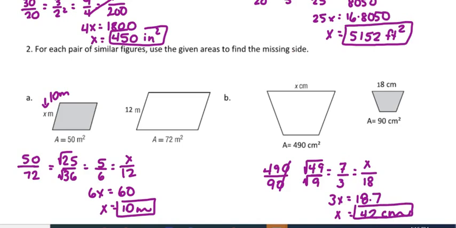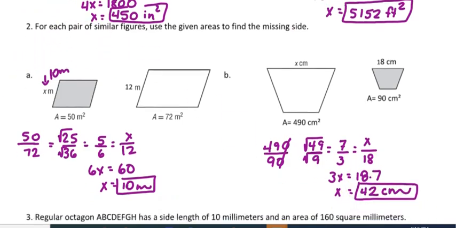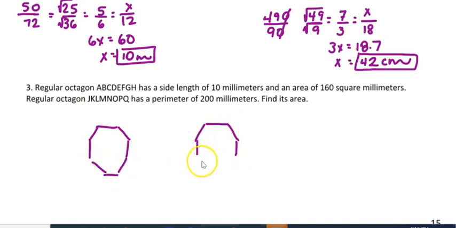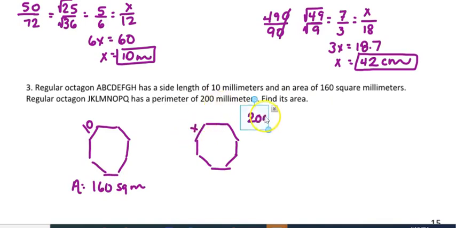All right, so that's how you can use these ratios to help you find area and perimeter. This next one has perimeter in it. So let's look at this. We have a regular octagon, 2 regular octagons. I'm just going to draw them. I always just draw whatever they tell me, even if it's not the right size. Okay, 10, and its area is 160 square meters. This one, we don't know the side length, but we do know the perimeter is 200.